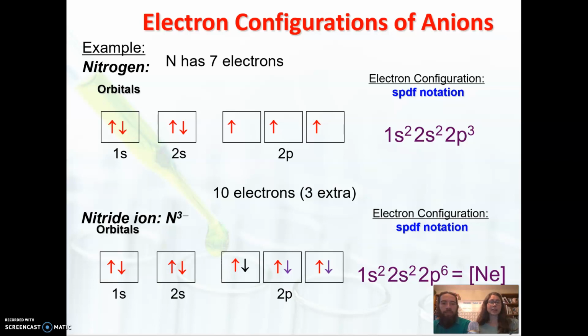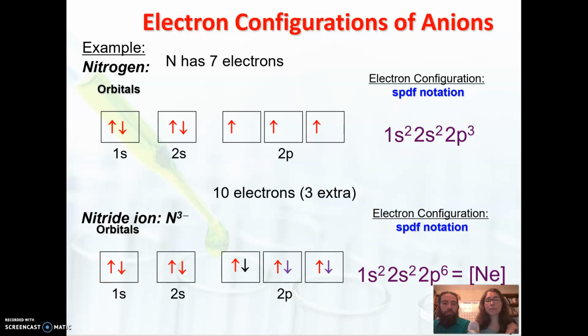Nitrogen has 7 electrons. So when you write an electron configuration for an ion, you want to write the electron configuration of the neutral atom first, and then either add or subtract electrons. So in the case of the anions, we are adding extra electrons. For nitrogen, we're just showing you the orbital box for an example here on the left, and then on the right we have the complete SPDF notation.